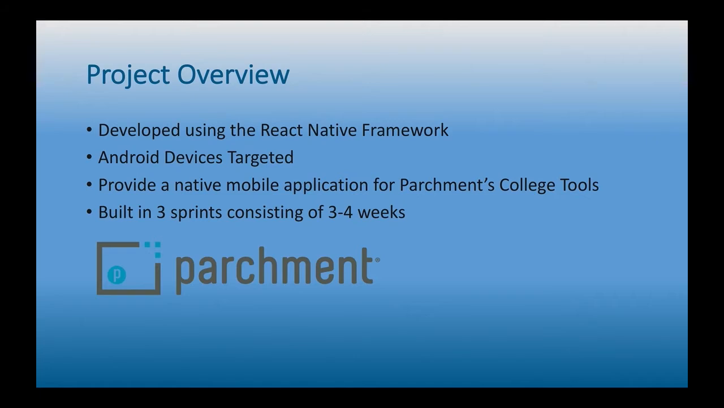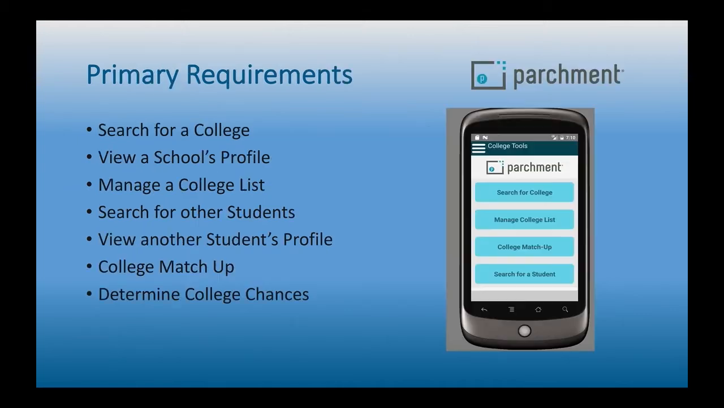Project overview: we developed the application using the React Native framework, and we targeted Android devices. The purpose of the application was to provide a native mobile application for users to access Parchment's college tools. It was built in 3 sprints, each consisting of about 3 to 4 weeks. The first began in late January and ended in mid-February. The second began in mid-February and ended in mid-March, and the third began in mid-March and ended in mid-April.